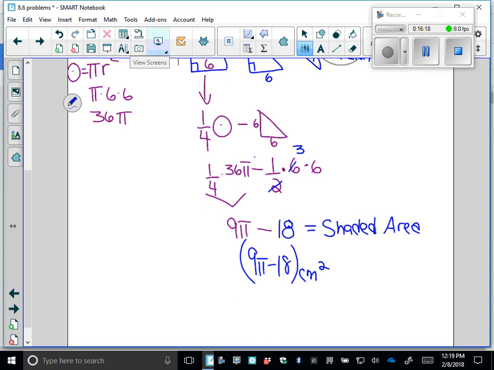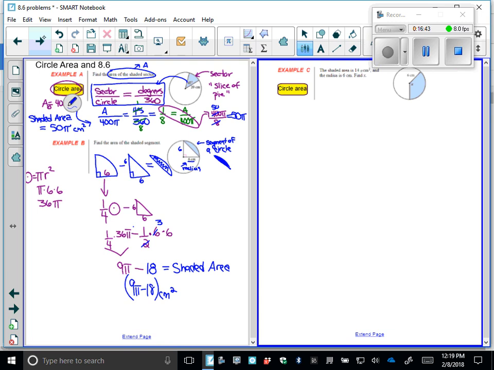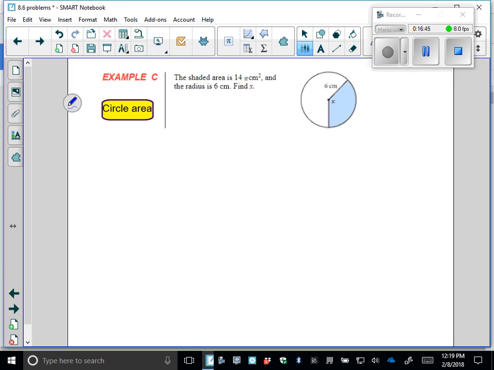So just looking at the different problems, both pages involve circle area, and both pages involve simple shapes like rectangles and triangles. That's the gist of beginning shaded area problems with circles. So this last one, again, is a little bit different because it's giving you the shaded area and you have to find the angle. So we still need to know circle area.